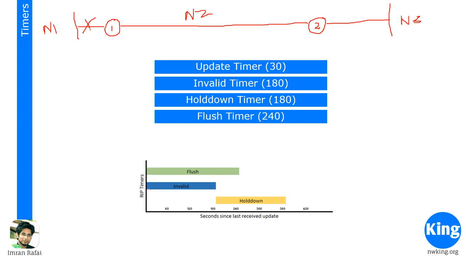You with me? So if it doesn't get any update for N1 in 180 seconds, it's going to put that network into a hold down state and a hold down timer starts running, right? But at the same time, there's another timer. From the time that invalid timer clicks on, that means from the time a new update hasn't come after the 30-second interval update is gone, a flush timer starts. When the flush timer reaches 240 seconds, automatically that network 1 is removed from network 2's routing table, right?